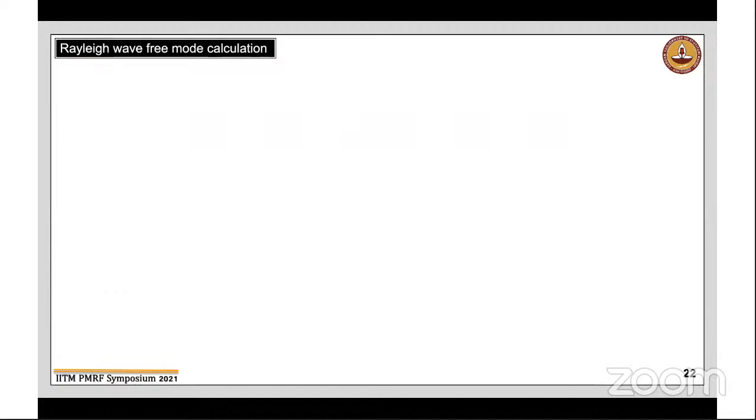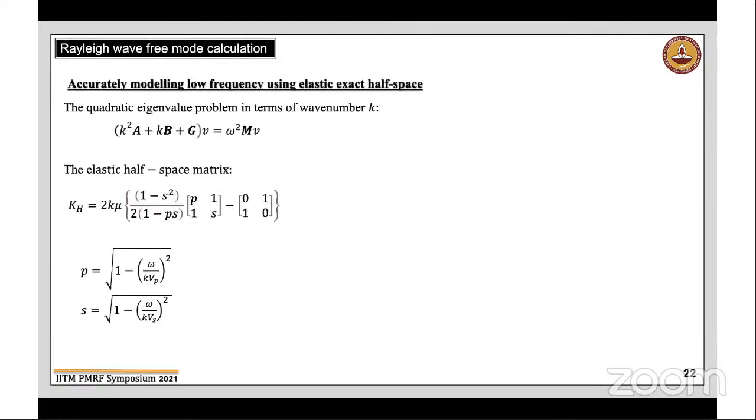But the problem of this method is it cannot model the elastic half space accurately, and the conventional way of modeling the elastic half space is taking a large number of layers. Although we have the available elastic half space matrix equation, we cannot simply add it into this eigenvalue problem, because the parameter k, that is the wave number, is hiding inside the roots, and we cannot take it out and make it an eigenvalue problem.